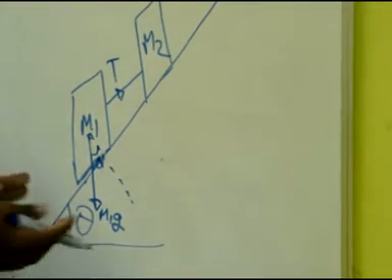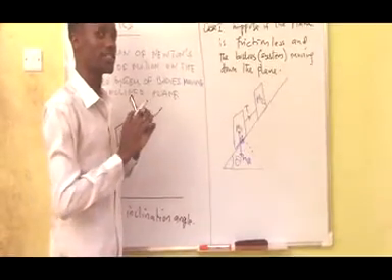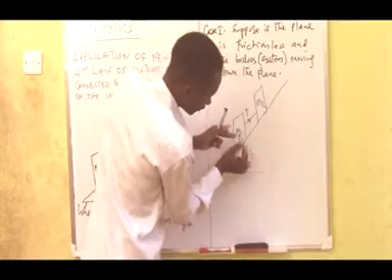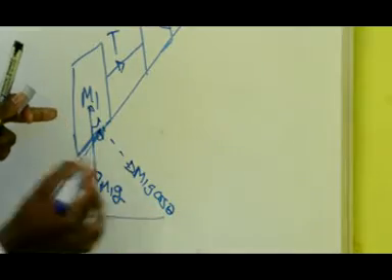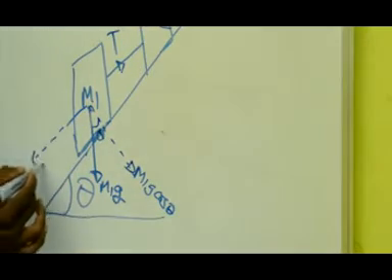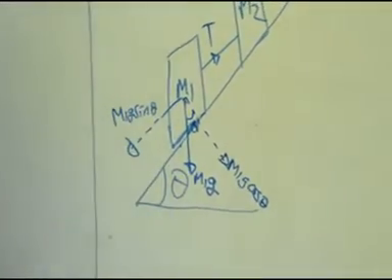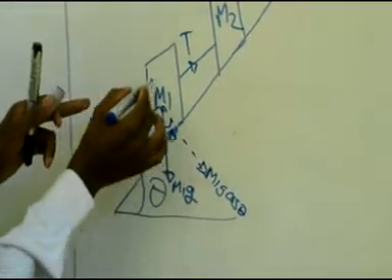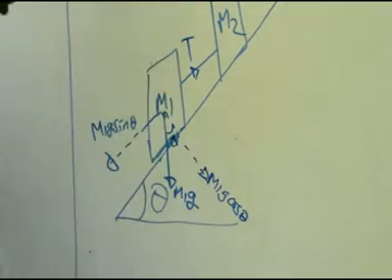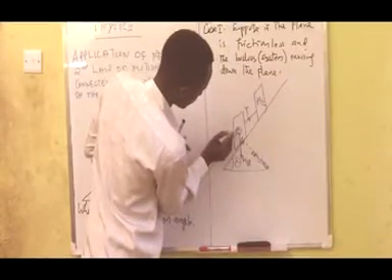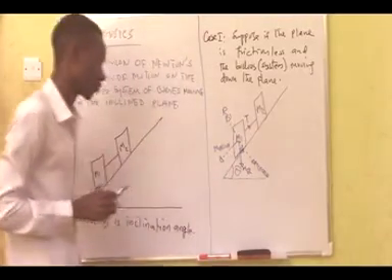Resolving the components of this weight, we have the component perpendicular to the plane, M1 G cosine of theta, and the component down the plane, M1 G sine of angle theta. Also, we have the normal reaction R1.